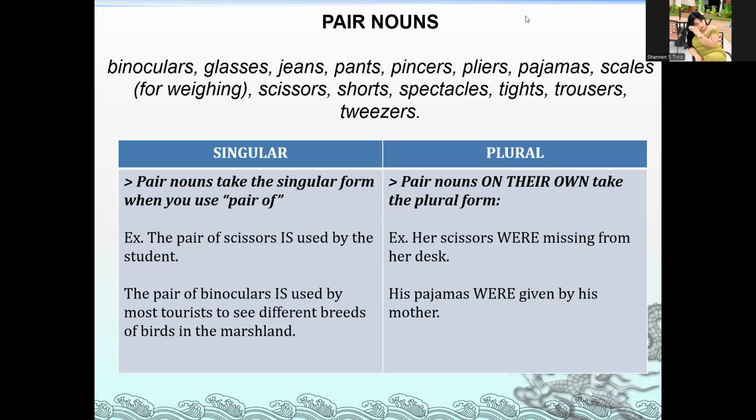So, we also have what you call pair nouns. Like, my glasses. When you're wearing glasses, they are considered one unit. But of course, you have ES glasses, sunglasses, eyeglasses, and then pants, pajamas. Hindi mo naman pwedeng tanggalan ng S yan because they always come together.